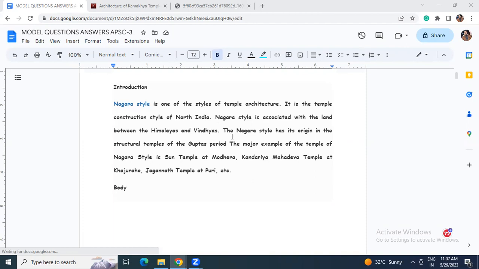So we actually know how India has been divided with respect to north and south, because of the Vindhyas. The part between the Himalayas and Vindhyas, we call it North India, right? Then the Nagara style has its origin in the structural temple of the Gupta period. And the major examples of the temples of Nagara style are the Sun temple at Modhera, Kandariya Mahadeva temple at Khajuraho, and the Jagannath temple at Puri. And many more examples are there.